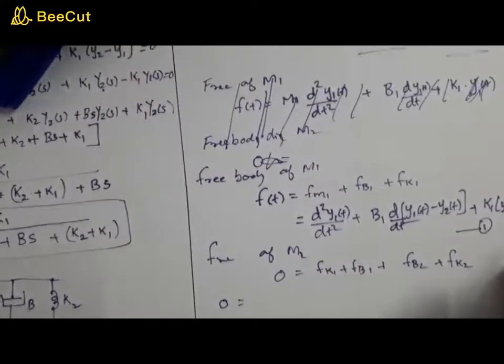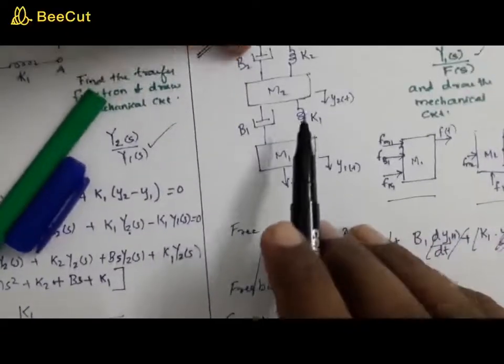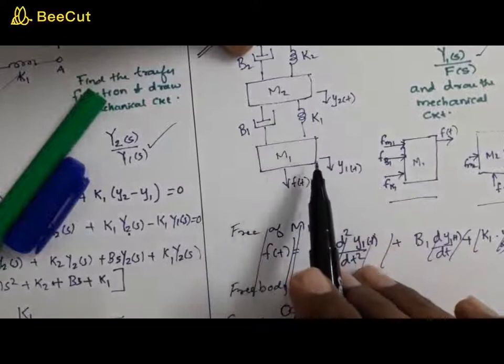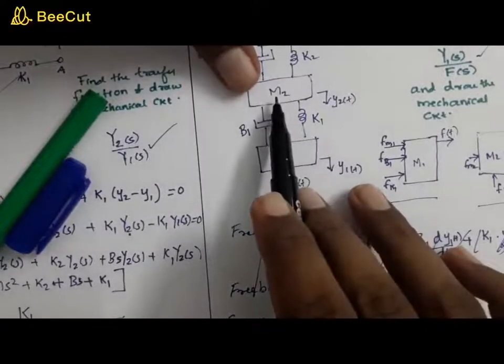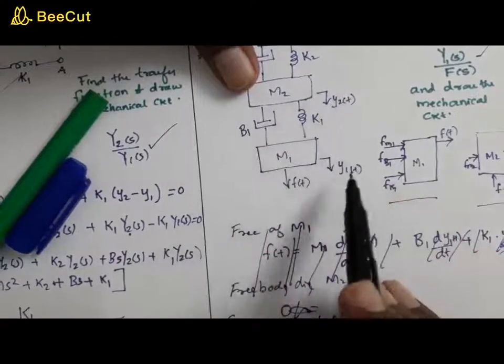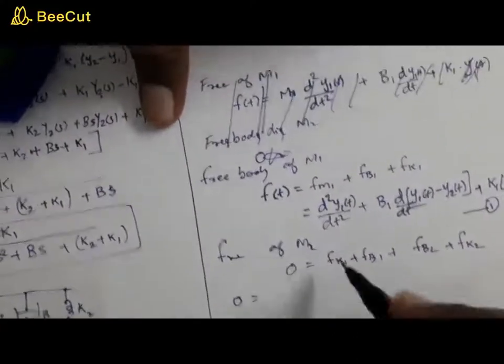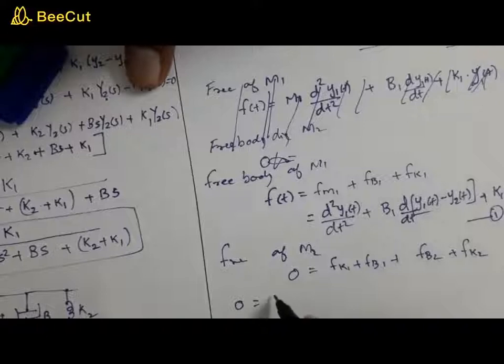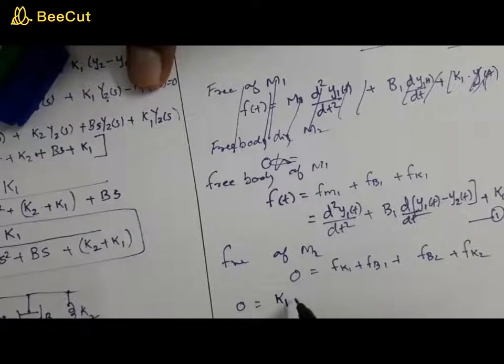Now, what is Fk1? Coming to this K1, as I told you before, the explanation is the same. It is in between M2 and M1, but we are writing the equation with respect to M2. That means the difference is Y2 minus Y1. Since it is Fk1, corresponding to the spring constant K1, it will be K1 times Y2 of t minus Y1 of t.